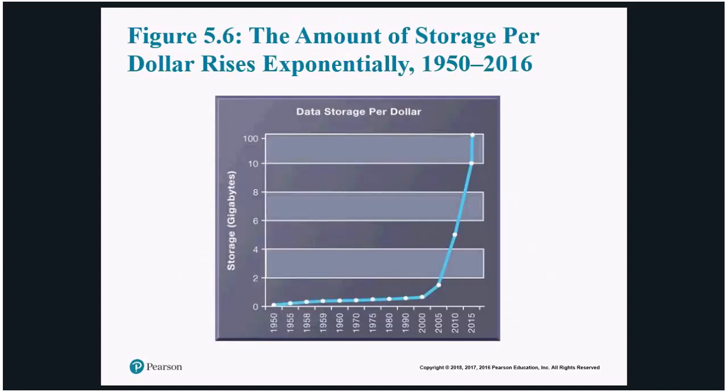Here we see the amount of storage per dollar rises exponentially as well. 1950 to 2016, we're storing 100 gigabytes of data where we used to store none. My first PC we had built for us had 256K hard drive on it. Now I couldn't store one picture on that hard drive.